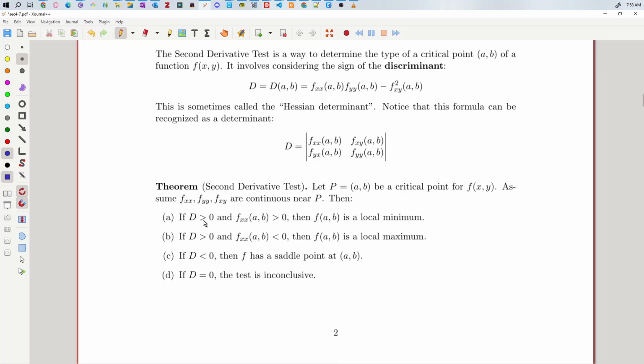If the discriminant is positive, well, let's start with the negative. If the discriminant is negative, you know right away it's a saddle point.